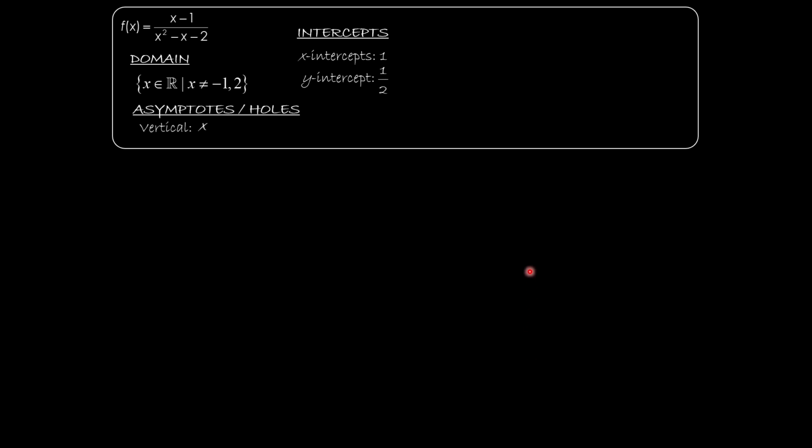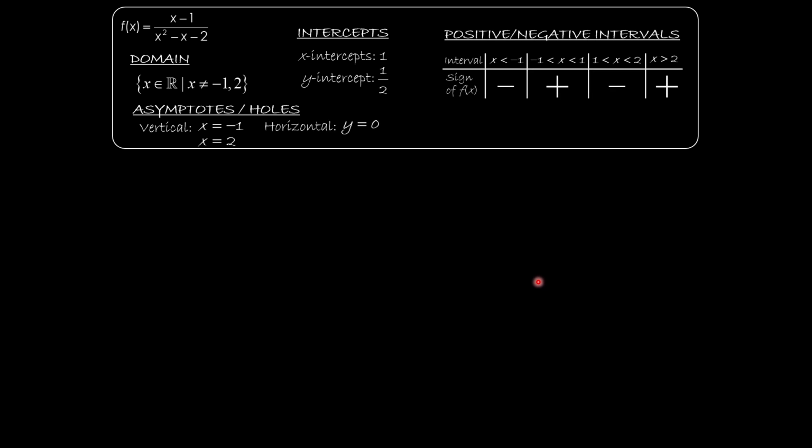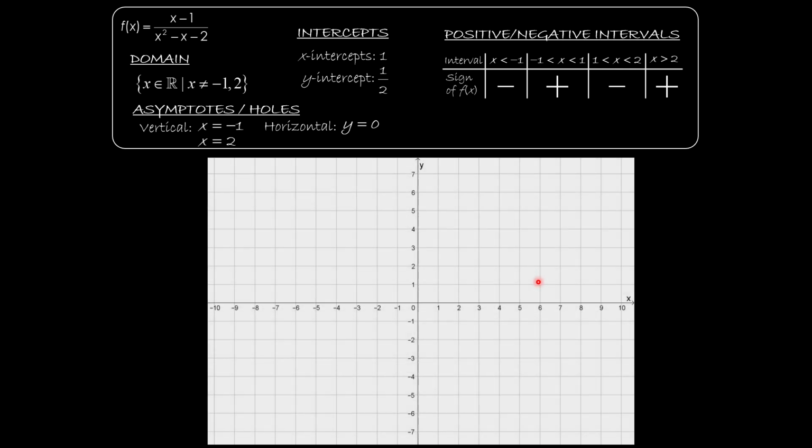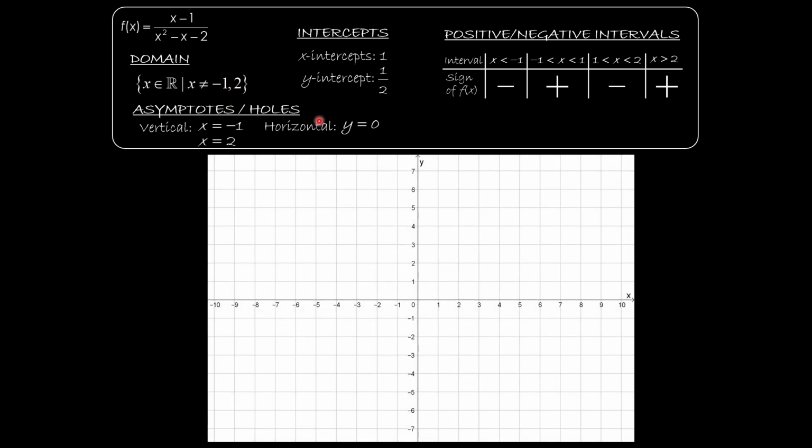For asymptotes and holes, we have a couple of vertical asymptotes, one at -1 and the other at 2. Those are the equations there, x equals -1 and x equals 2. Our horizontal asymptote is at y equals 0, and we have our intervals over which our function is positive and negative. So let's draw the graph of this function. First, we'll get all of this information onto our graph.